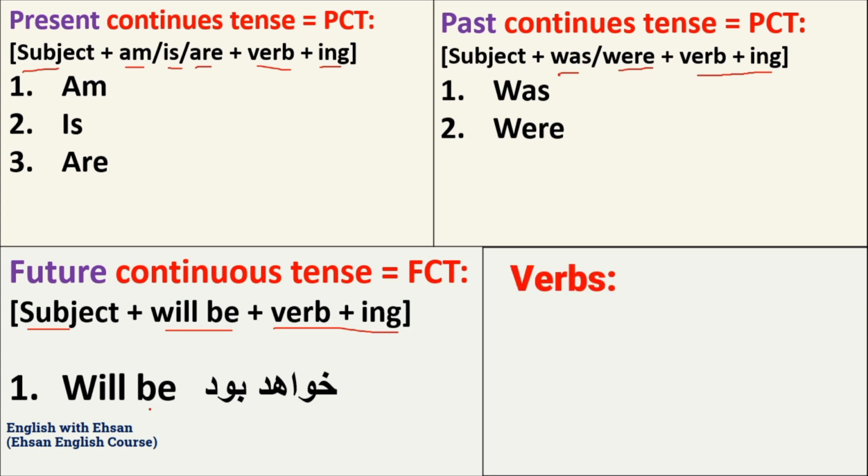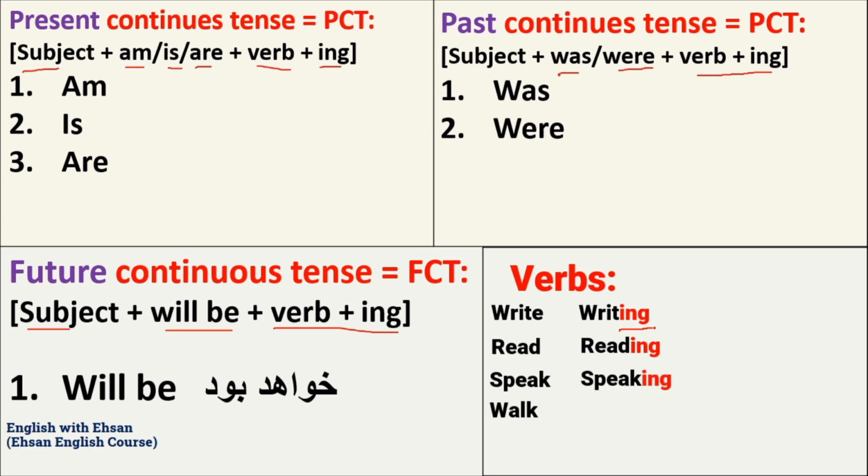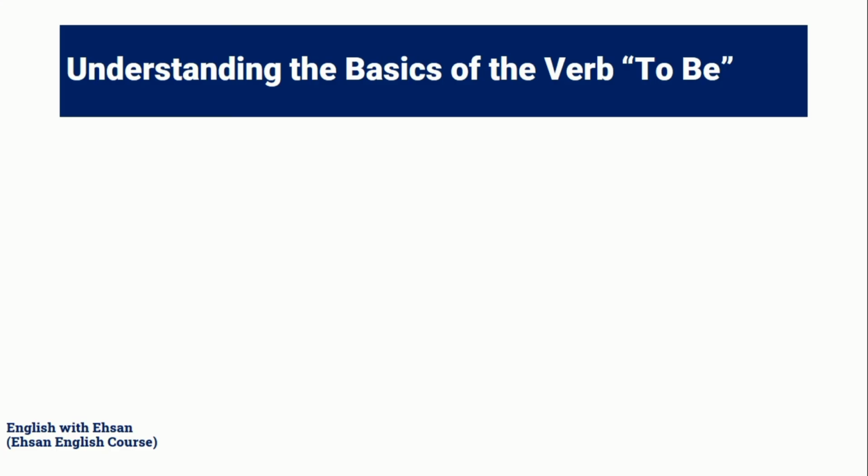And here we have some of the verbs that we put ing on, like write, writing. How do we put ing on the verb? Here we highlighted the ing form, and we have more about some verbs and action verbs, like read, reading, speak, speaking, walk, walking, meet, meeting. These are the verbs, and to know the verbs better, we have some examples. Okay, understanding the basics of the verbs.